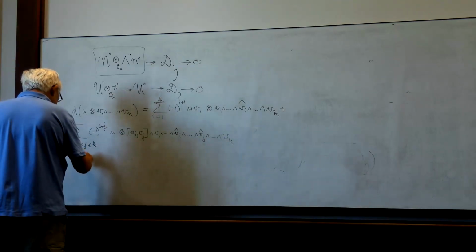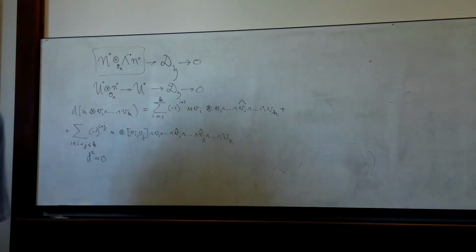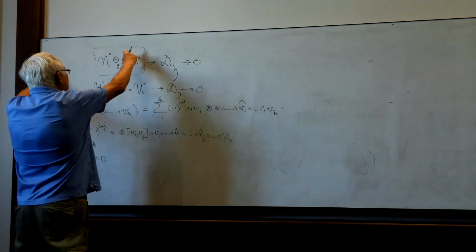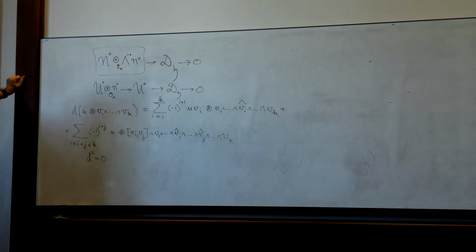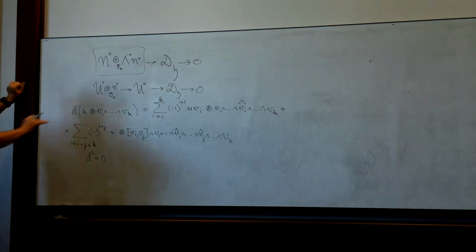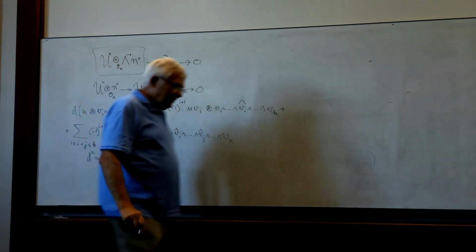There are different ways to check that d squared is zero. This is just a complex in negative degrees between zero and negative the dimension of n, so the indices are negative. So this is just a left resolution of the image. I'm sorry, this is my bad. Yes, thanks.